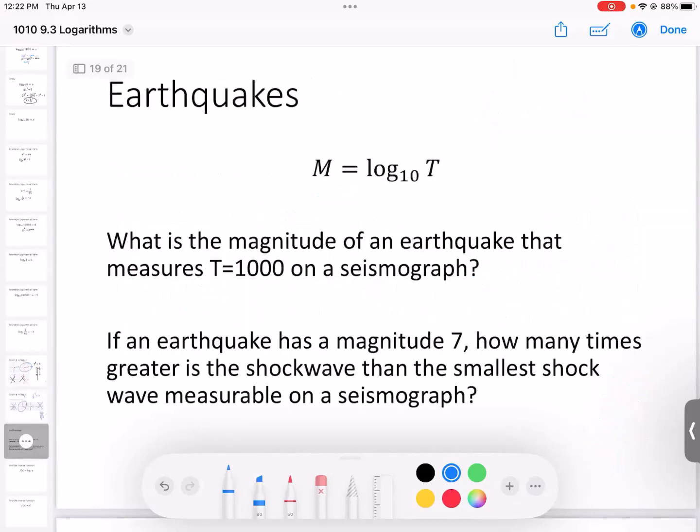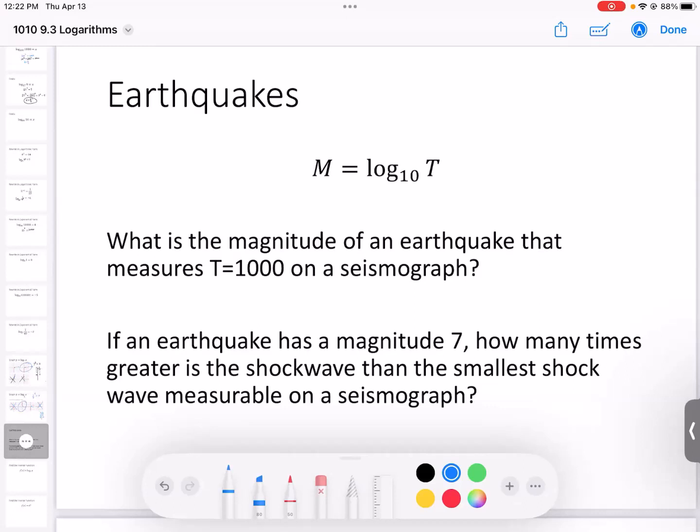One of the places where logarithms are used a lot in real life is when we measure earthquakes. When we measure the magnitude of an earthquake, it's measured on a logarithmic scale. And T is a measurement of, on a seismograph, they have really sensitive equipment that measures how much something moves. And they do it in a very, very precise way. And T is the number that describes how much it moves or how much it vibrates.